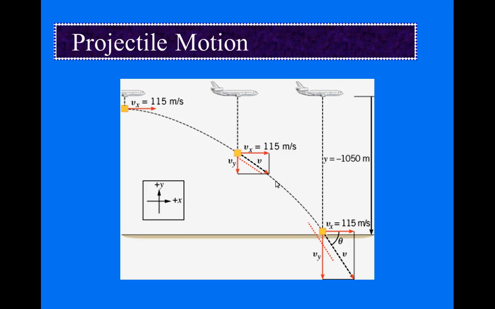Now we pretend, and this is a little bit of a lie, that there's no acceleration in the x-axis. We're going to ignore air resistance and just have this package fall down, accelerating at 9.8 meters per second squared as it goes down, and then not accelerate at all in the x-axis. It's going to keep traveling at 115 meters per second in the positive x-axis forever and ever, or at least until it hits the ground.